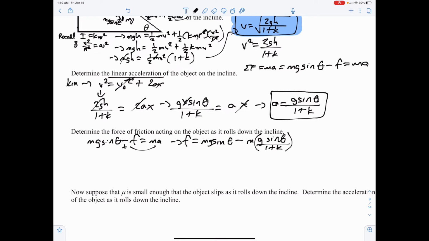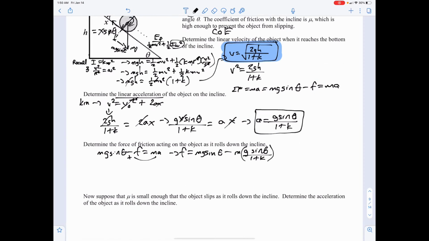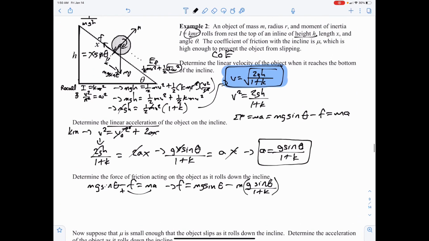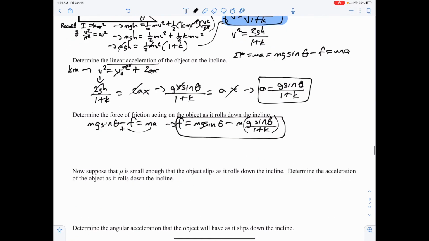And at this point, let's just double check. We're good with mass. I mean, I could factor out an mg sine theta from both terms, and it's mg sine theta times 1 minus 1 over 1 plus k. I could do that. But there's no real need to simplify it more than it already is, as long as the variable's isolated and the other variables are the correct ones in terms of what you're supposed to write it as.